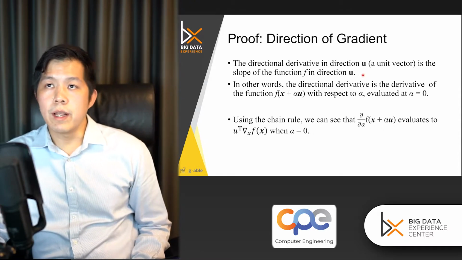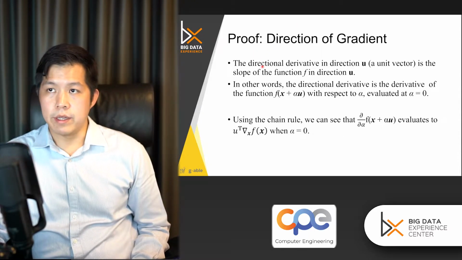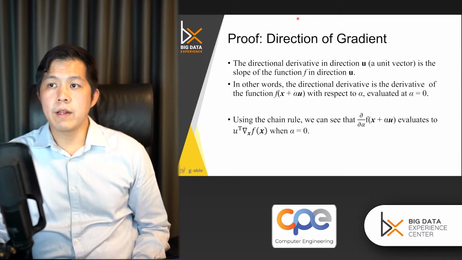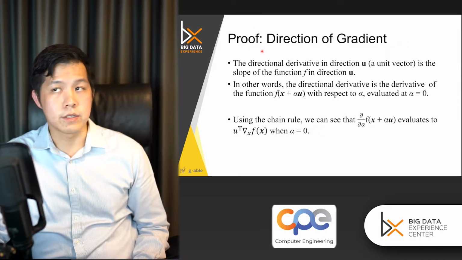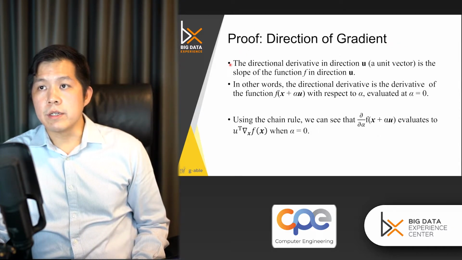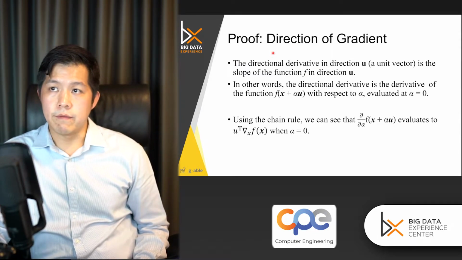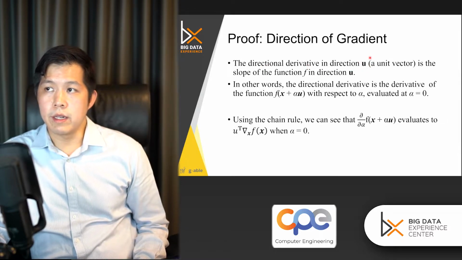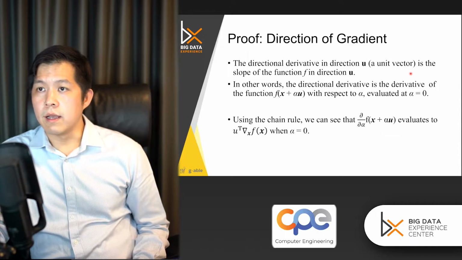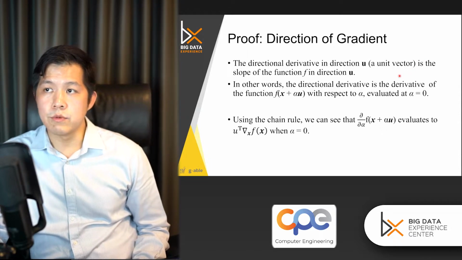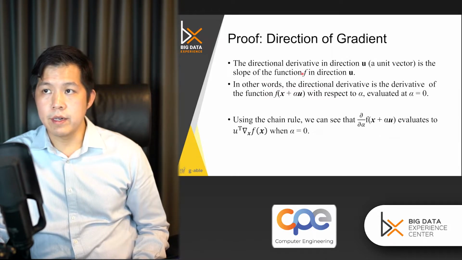Okay, so let's take a look at the direction of gradient. How do we find the direction of gradient of a certain function? The direction of gradient comes from the derivative, right? Directional derivative in direction u, right? Let's say u is a unit vector that is a slope of f in direction u.